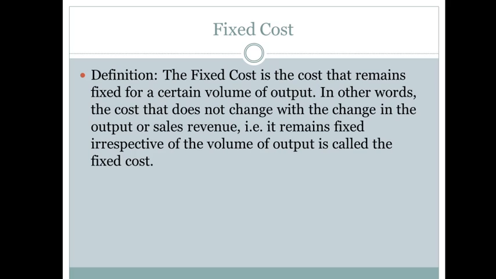Let us see the example. The cost of machinery is fixed whether you produce 5 units or 5,000 units on that machine. So these kinds of costs, which do not vary with the changing output, are known as fixed cost. In examination, a 2 marks question may come saying what do you mean by fixed cost. At that point of time you can write that fixed cost is the cost that remains fixed for a certain volume of output.